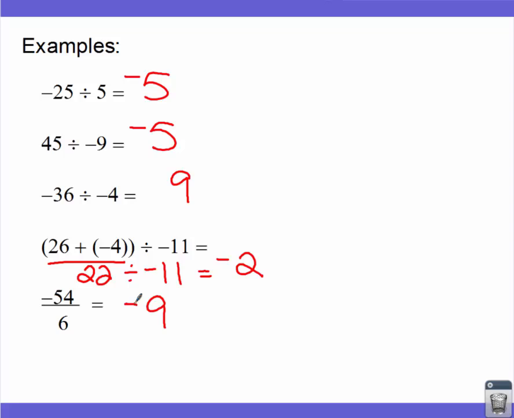So for multiply and divide, same rules. Step number 1, multiply or divide. Step number 2, count your negative signs. If you have an even number, it's positive. An odd number, the answer will be negative. And that's how you multiply or divide integers.